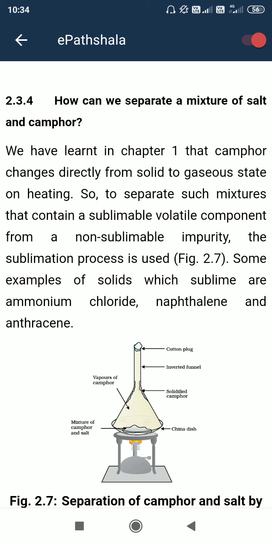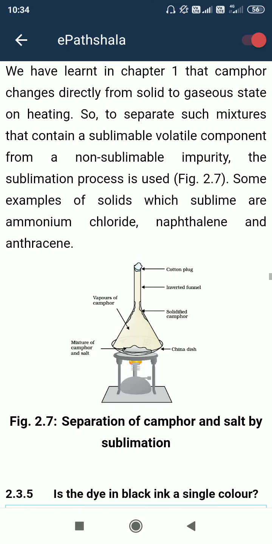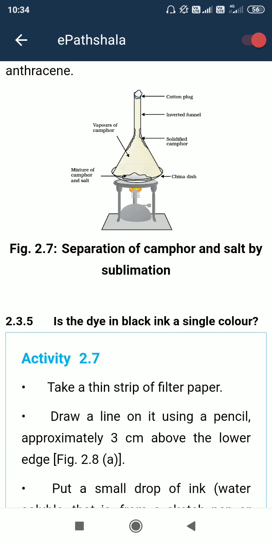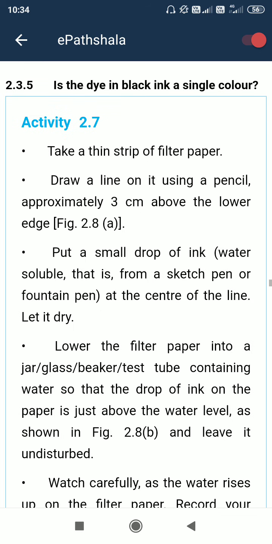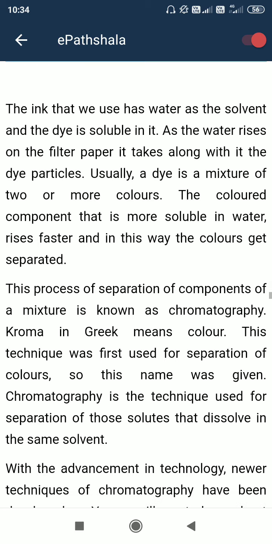Salt and camphor: we can easily reach the boiling point of the camphor, and it will be evaporated out, and the salt will remain in the beaker.